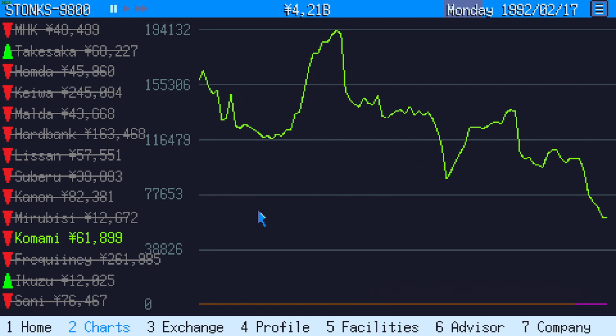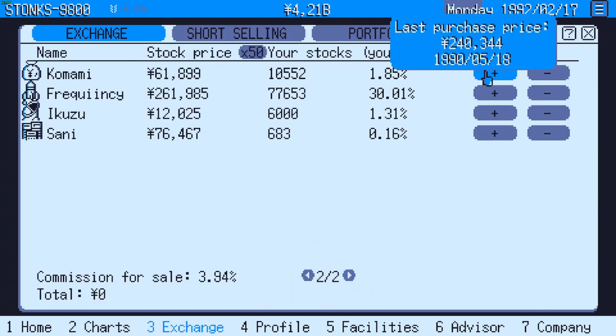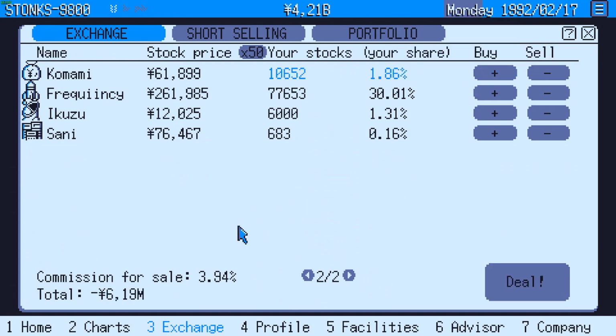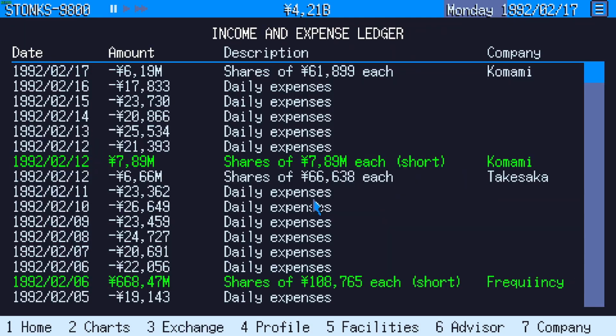So then what we're going to do is go to the exchange, find Komami, and buy 100 shares. That is going to set us out 6.19 million. We'll take the deal. Then we go back to the short selling screen, sell those shares to make our debt good, and then let's look at what happened. So right here, February 12th of 1992, I took, wait, is this the Komami short? Yeah. So I shorted Komami for the value of 7.89 million.